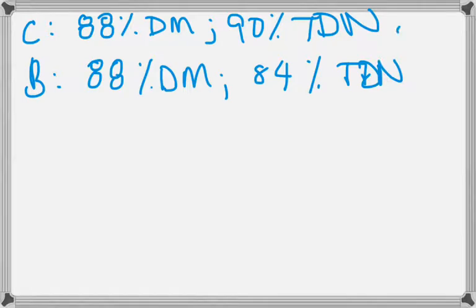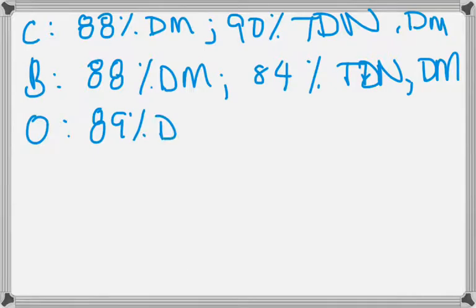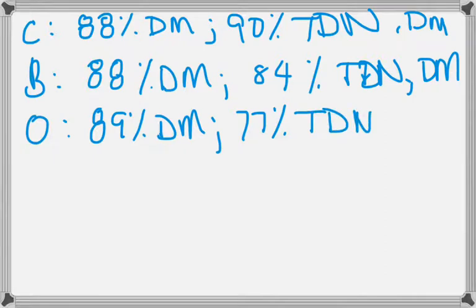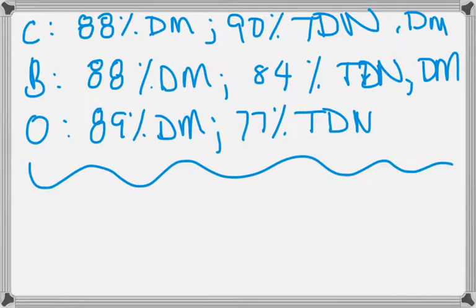And these are both on a dry matter basis here. Then we have oats. Okay? And oats is 89% dry matter and is 77% TDN. So this is our basic compositional information that we got from our feed library.